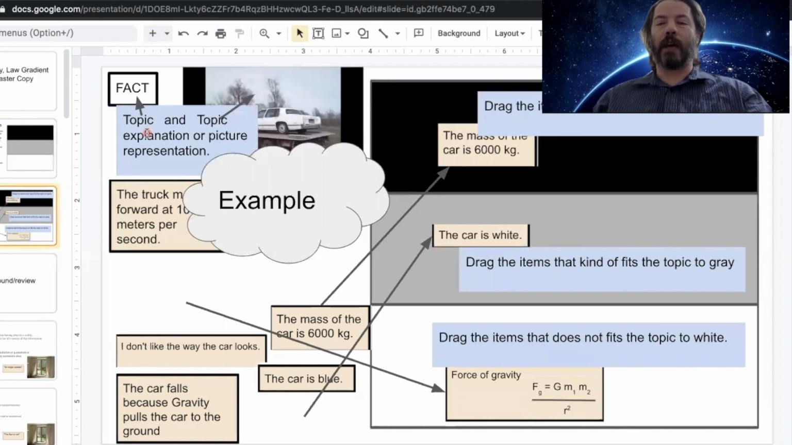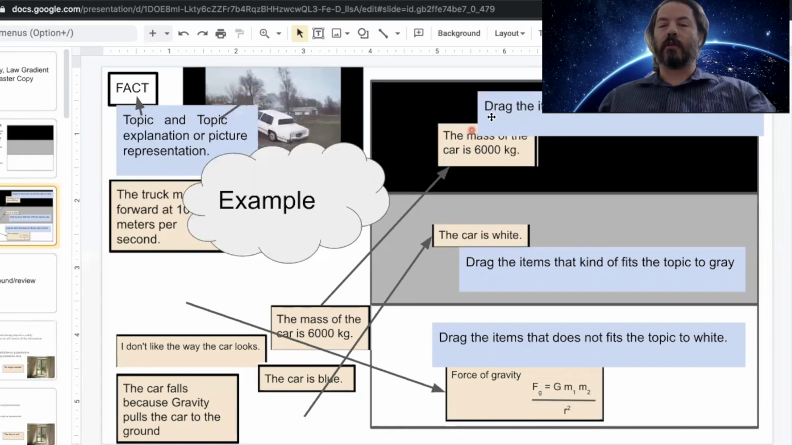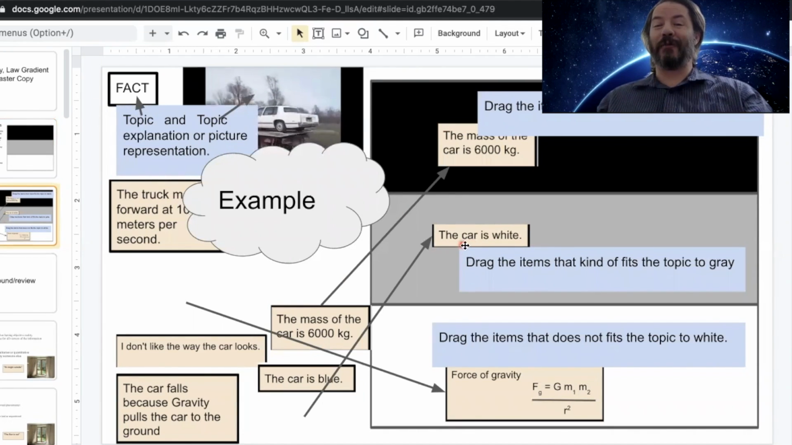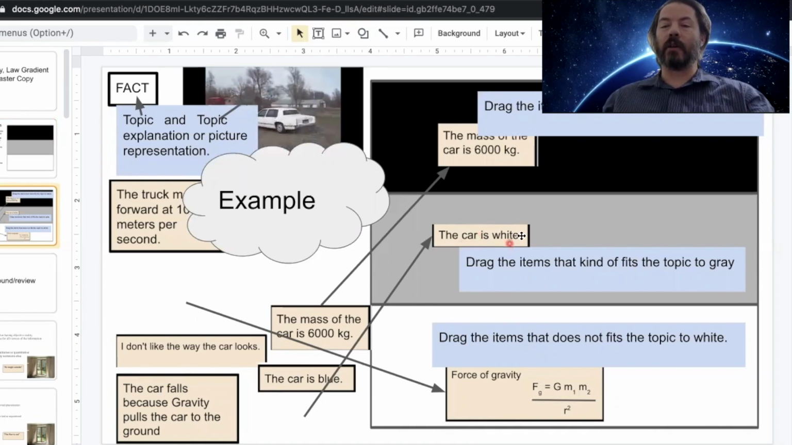Okay, so this one is a fact, and we've got the car has a mass of 6,000 kilograms. We drag that up to the black box because it fits the most. The car is white. Maybe it does fit. It is a fact, but maybe there's some confusion as to what color the car really is. Maybe it's not completely white. We could make an argument, so maybe I put it in the middle. And while the force of gravity in this equation is true, it's actually a law. So it really doesn't fit the category of a fact. It's going to fit a different category. So I put it down here.